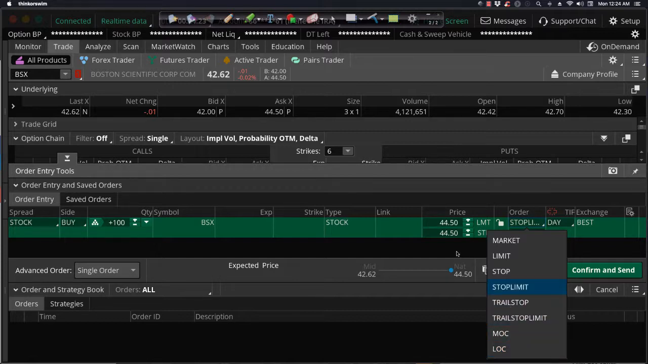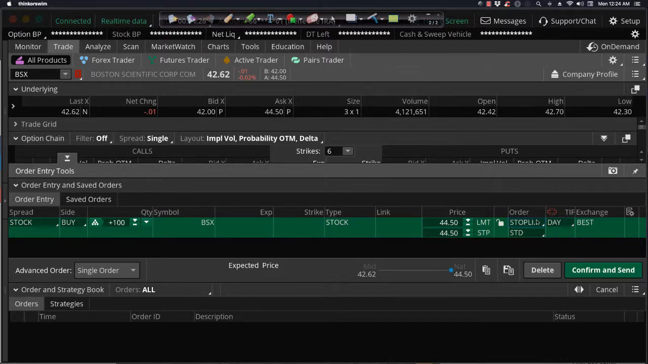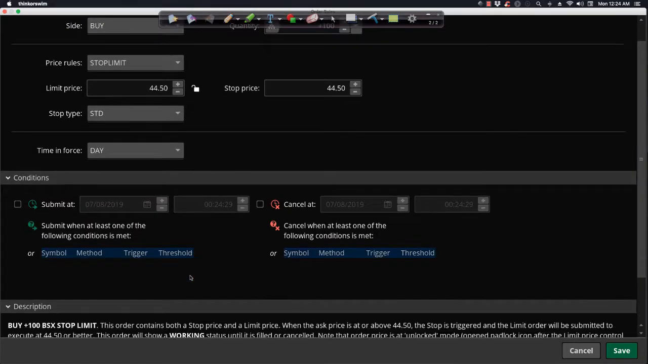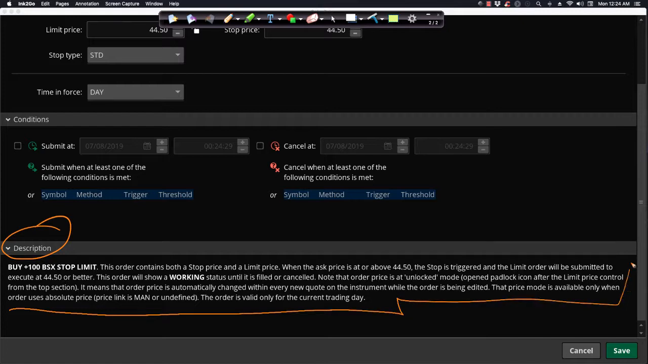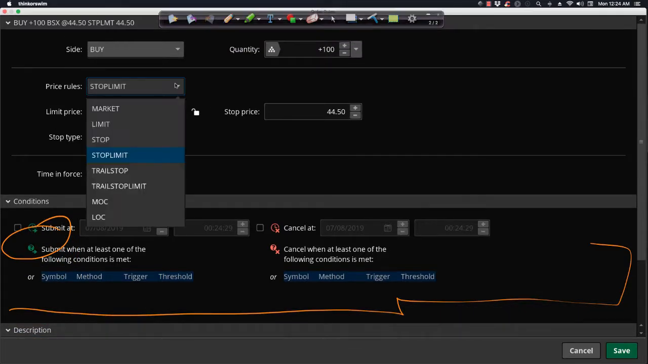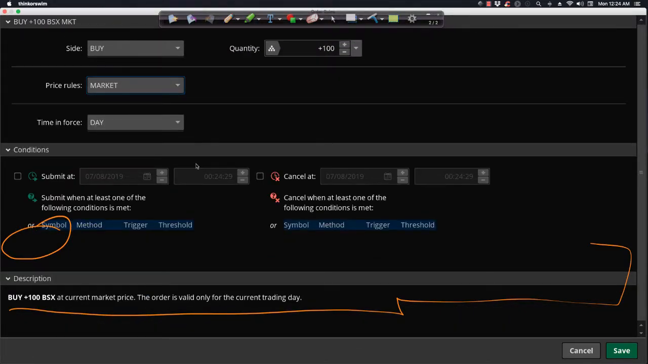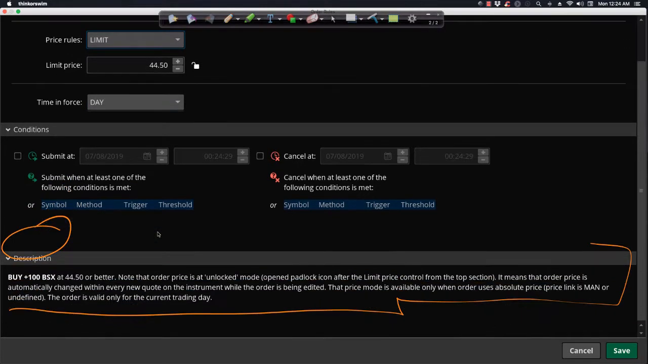Now I'm going to show you one awesome little trick here. With these order tickets, if you come over here and click on this little cogwheel and you read the description down at the bottom of the order ticket, it gives you a plain English description of what the order type is. So if I change the order type to a market order, the definition changes: buy 100 shares of BSX at current market price, the order is only valid for the current trading day. If I change that to a limit order, the definition changes: buy 100 shares of BSX at 44.50 or better.